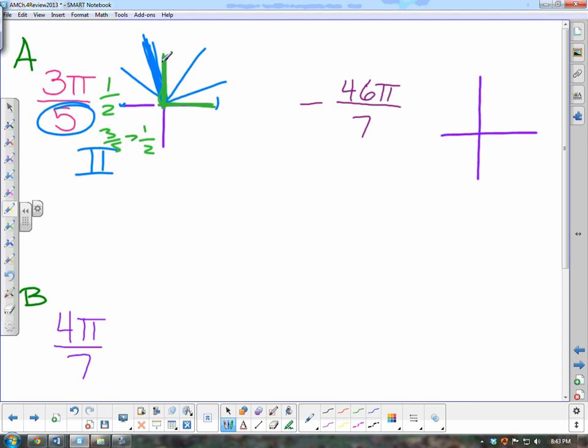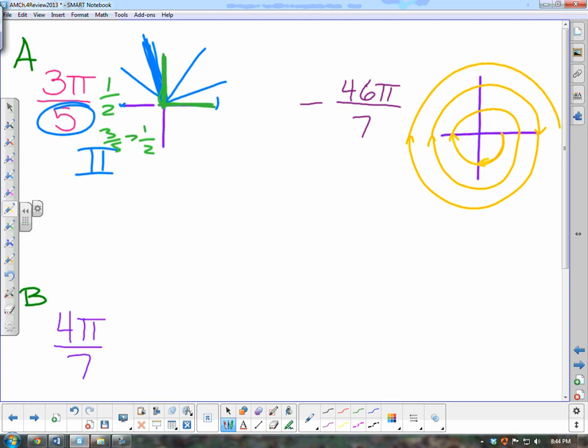So that would mean we would have to go this way around the circle since it is a negative angle. And this has to be divided up into 7 equal parts. So there's 7 pi over 7. There's 14 pi over 7. There's 21 pi over 7. There's 28 pi over 7. There's 35 pi over 7. There's 42 pi over 7. And then there's 49 pi over 7.